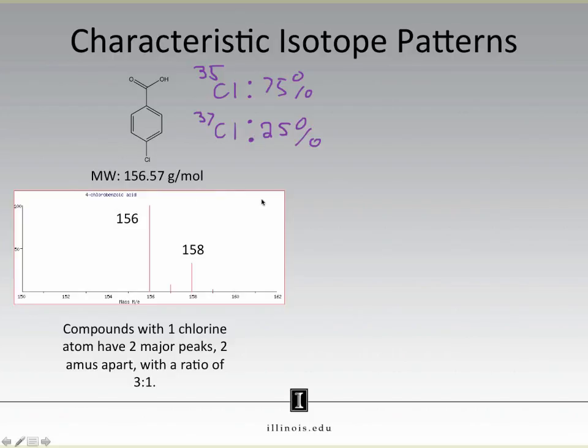Therefore, if you are looking at a mass spectrum, you see two main peaks that are 2 AMUs apart. Why 2 AMUs? Because that's the difference in AMUs between the two isotopes of chlorine. If you see two peaks that are roughly in a 3-to-1 ratio, you have a chlorine somewhere in your molecule. Very useful to know.